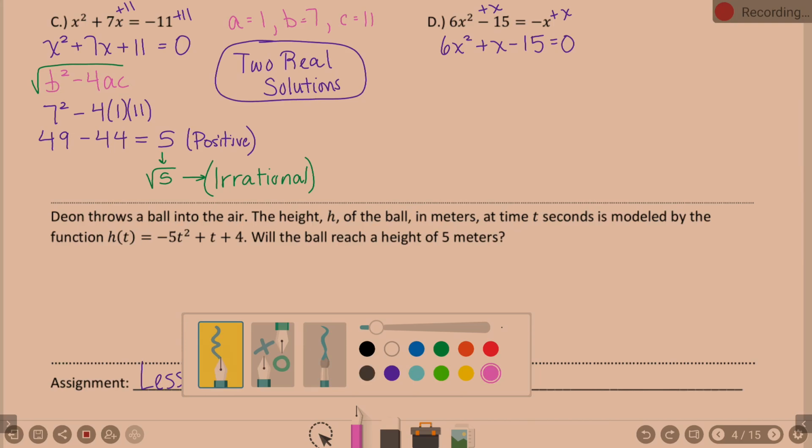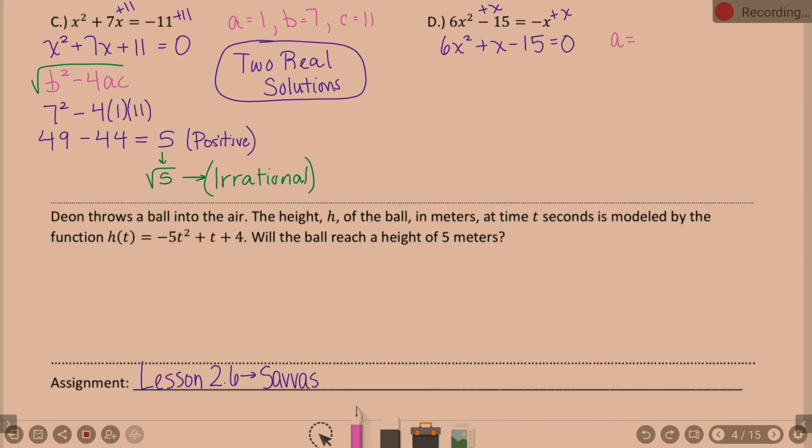What is A? 6. It's in front of x squared. What is B? 1. It's the invisible number in front of x. And what is C? Negative 15. It's the constant.